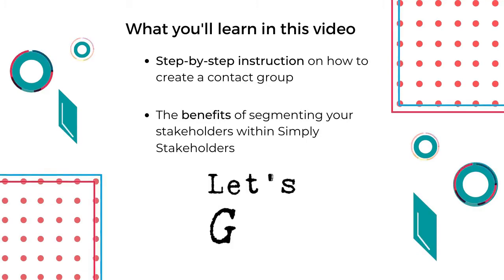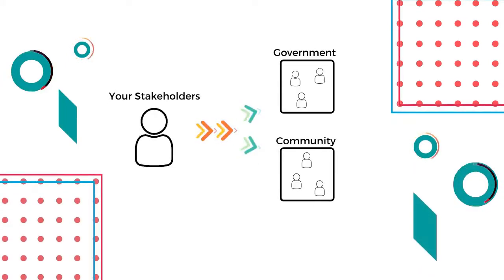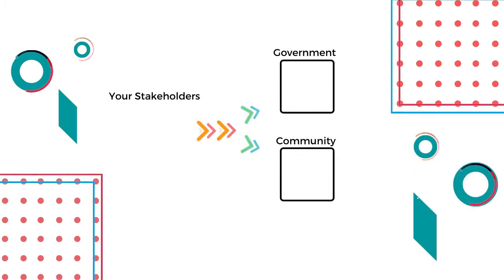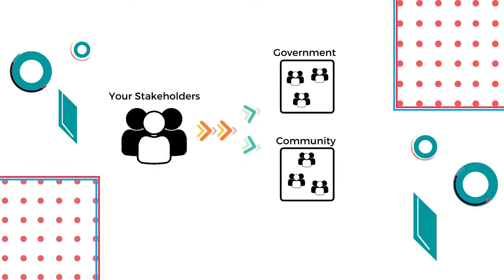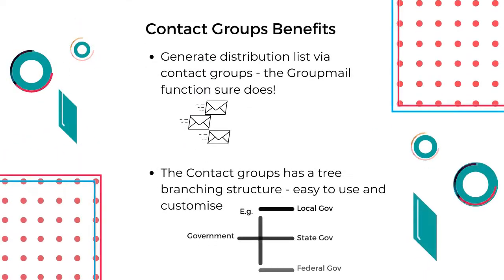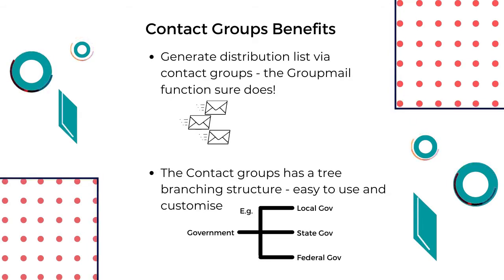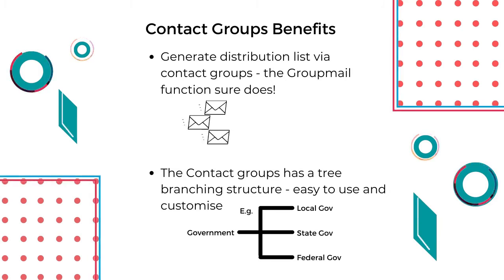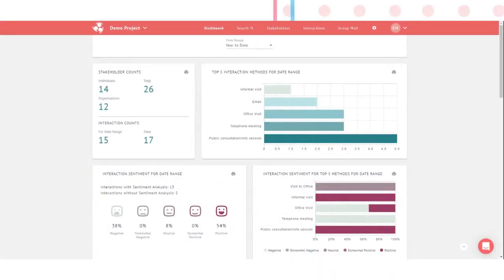Let's talk contact groups. Contact groups within Simply Stakeholders are used to sort your stakeholders into appropriate categories. For example, if your project involves interacting with community groups as well as government officials, you can segment them as such. This in turn will help you to target specific groups for distribution of information such as project update emails or marketing campaigns. Contact groups use a tree branching structure where you can create a subgroup to further segment your stakeholders. This is designed to cater to any of your project needs as it is fully customizable and easily editable, as it can grow with your project.